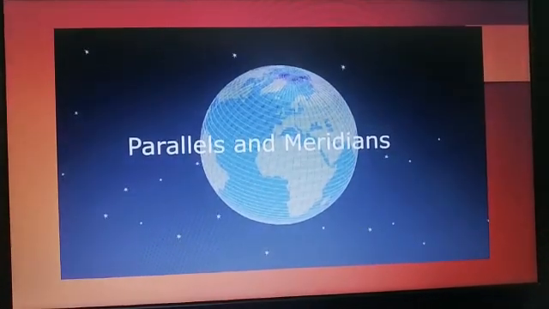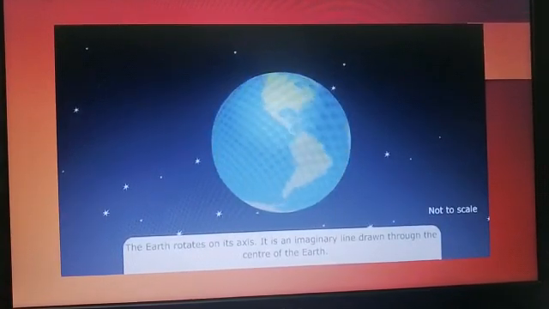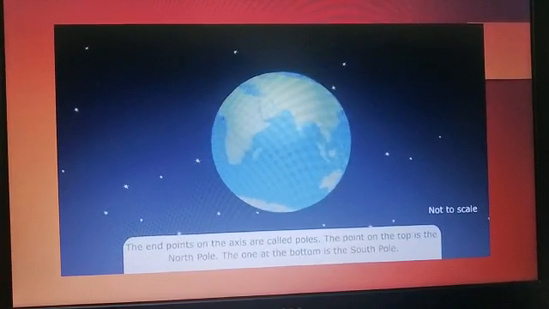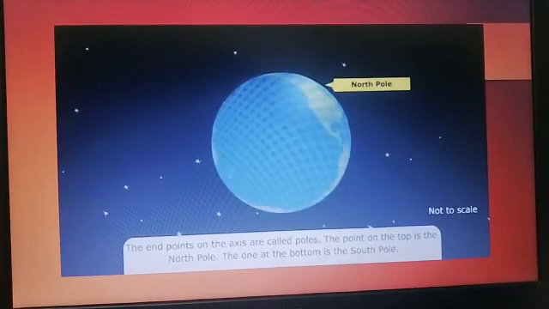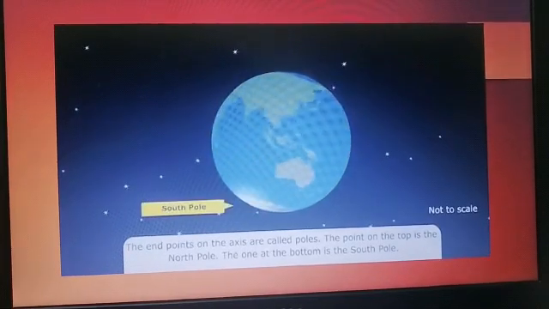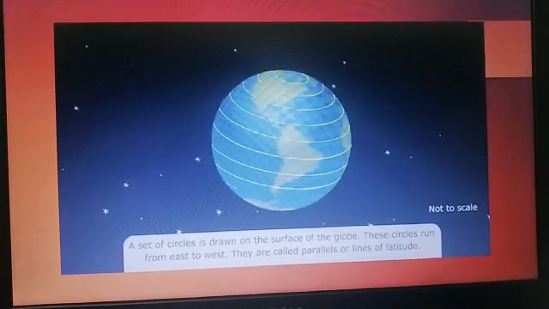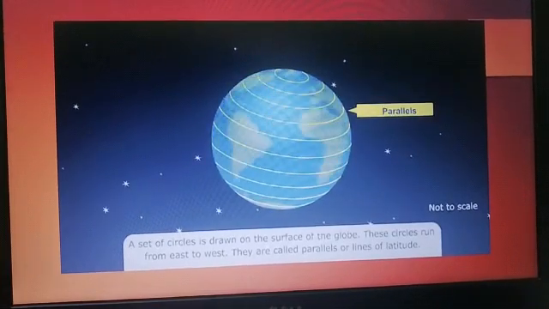Parallels and meridians. The earth rotates on its axis. It is an imaginary line drawn through the center of the earth. The end points on the axis are called poles. The point on the top is the North Pole. The one at the bottom is the South Pole. A set of circles is drawn on the surface of the globe. These circles run from east to west. They are called parallels or lines of latitude.